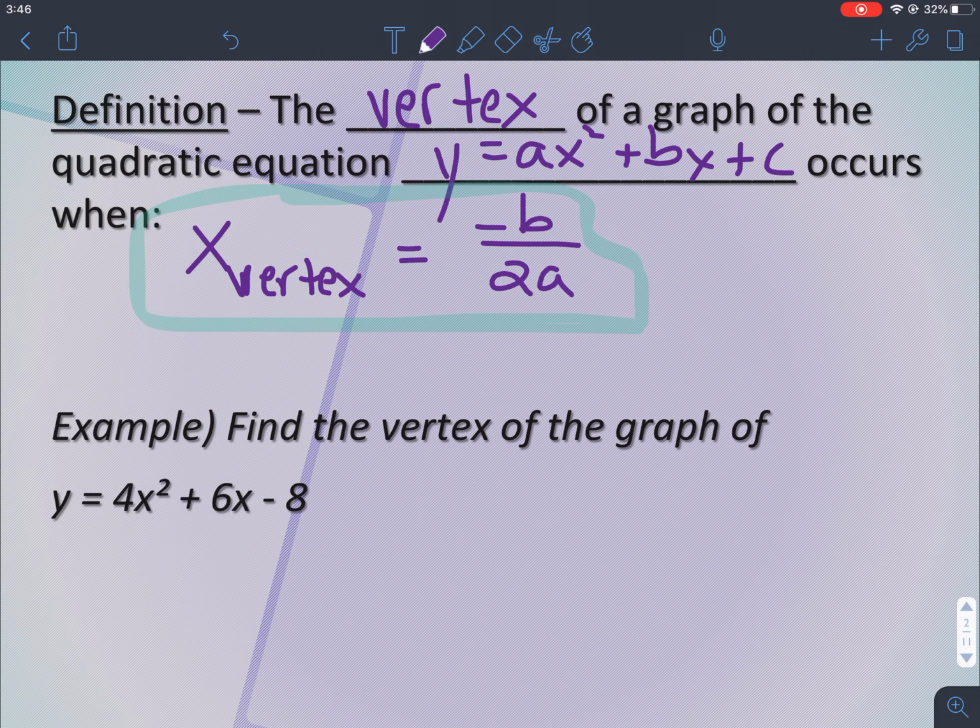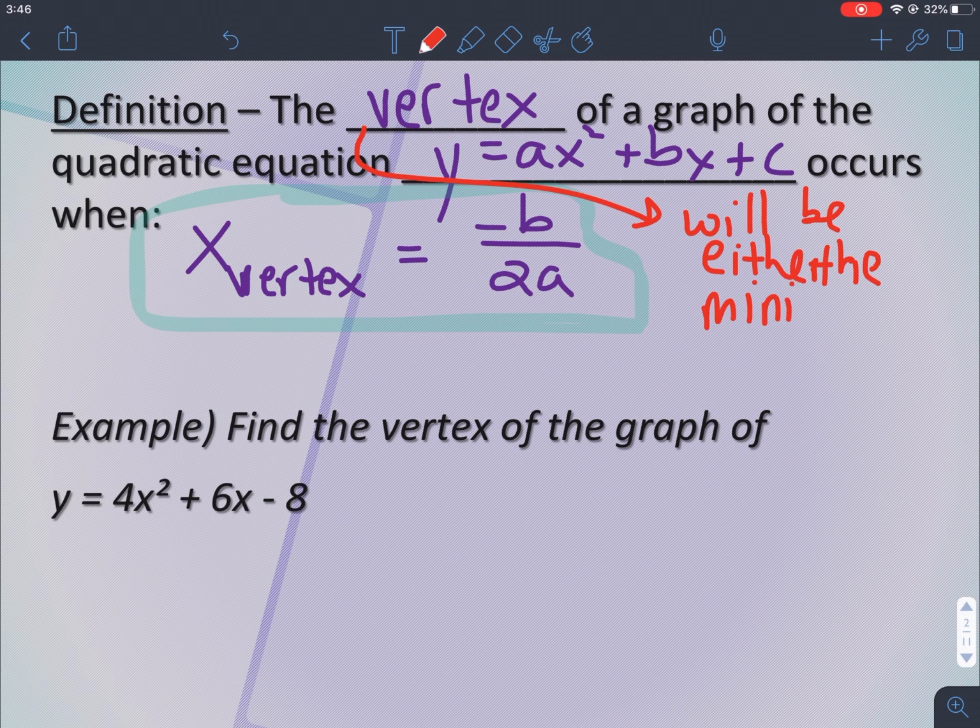All right. Also keep in mind that the vertex of a quadratic will be either the minimum or maximum of the parabola.